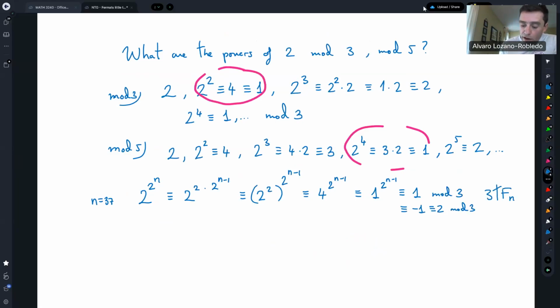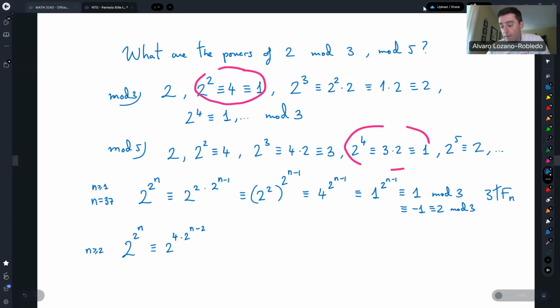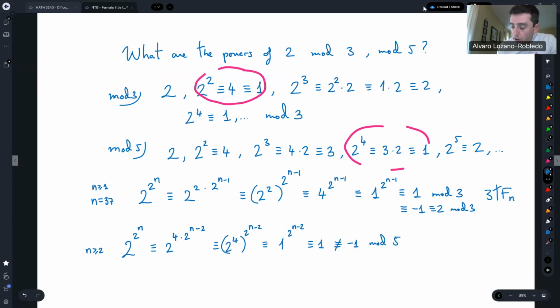How about modulo 5? Modulo 5, I'm going to use this property, so I want a 4 out of it. What I need is that 2 to the 2n is 2 to the 4 times 2 to the n minus 2. Here I'm just assuming that n is at least 2, and here I was assuming that n is at least 1. So now I have 2 to the 4 to the 2 to the n minus 2. Modulo 5, this is 1 to the 2 to the n minus 2, so this is just 1, which is not minus 1 mod 5, and therefore 5 cannot divide a Fermat number.